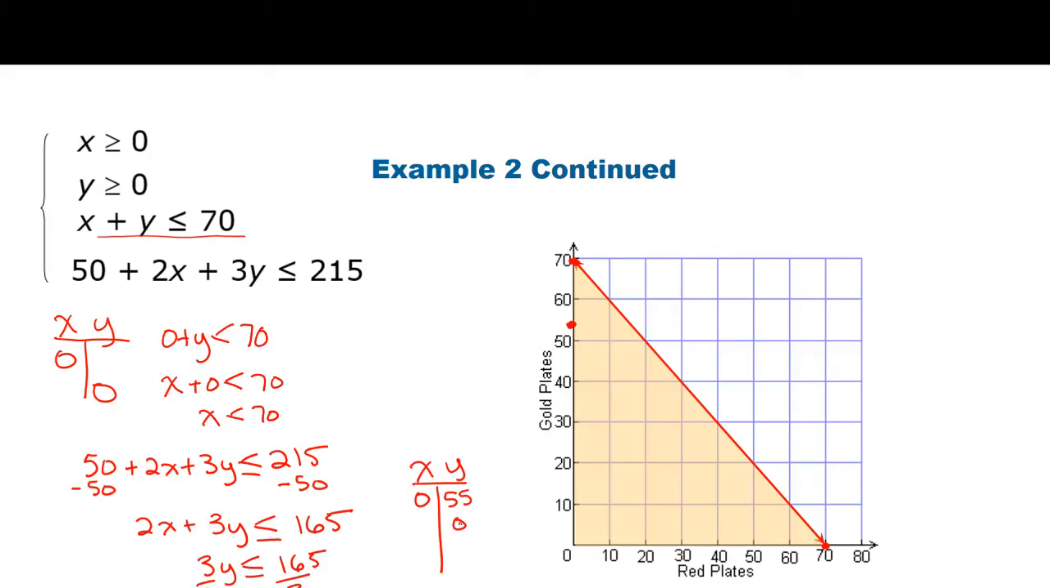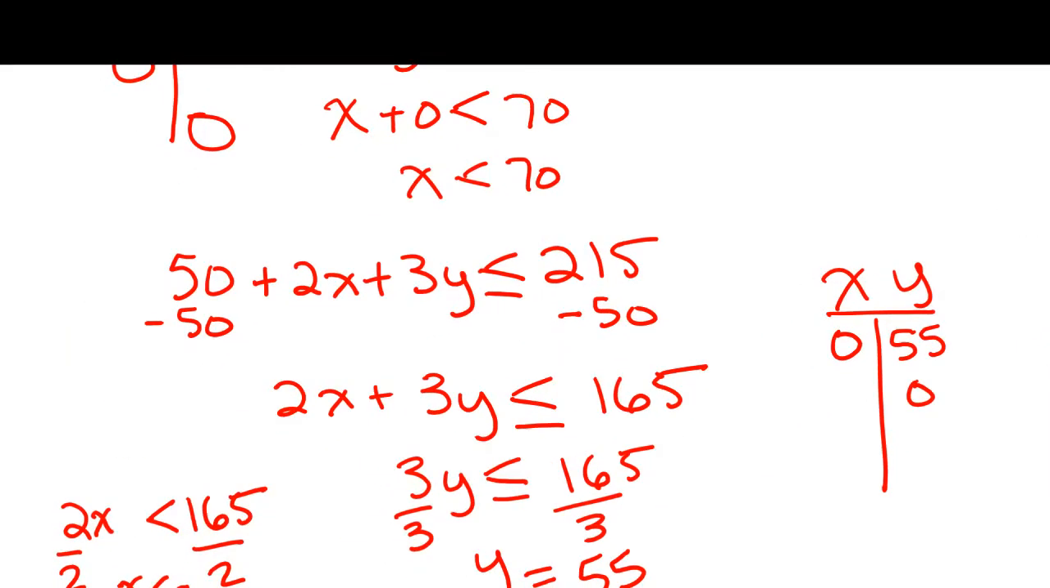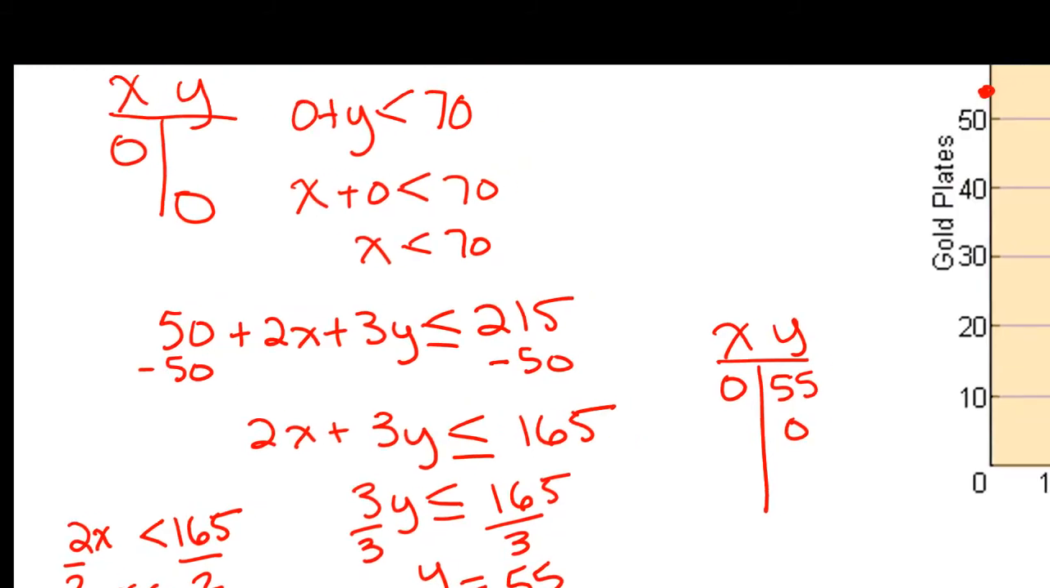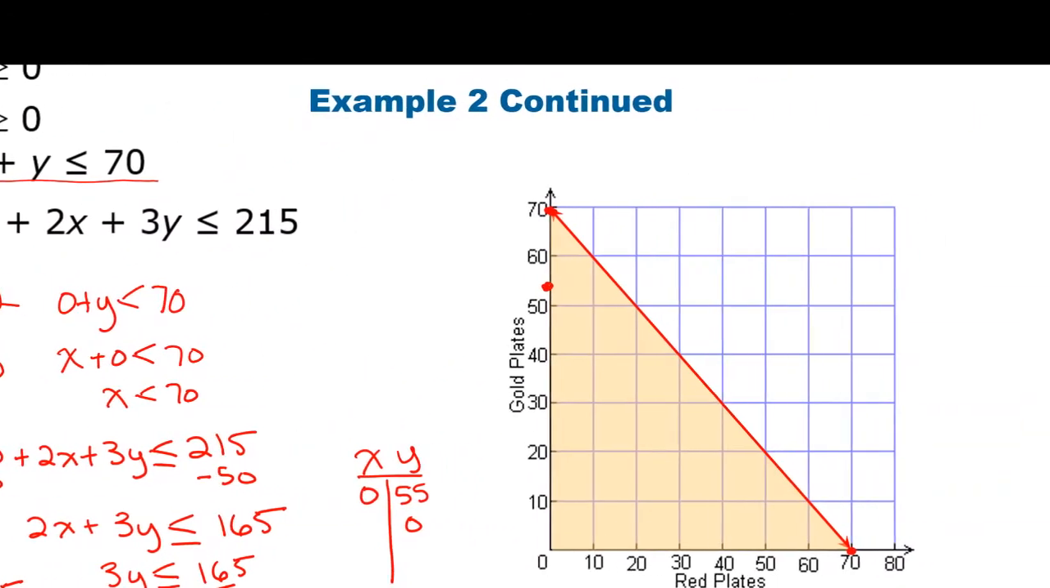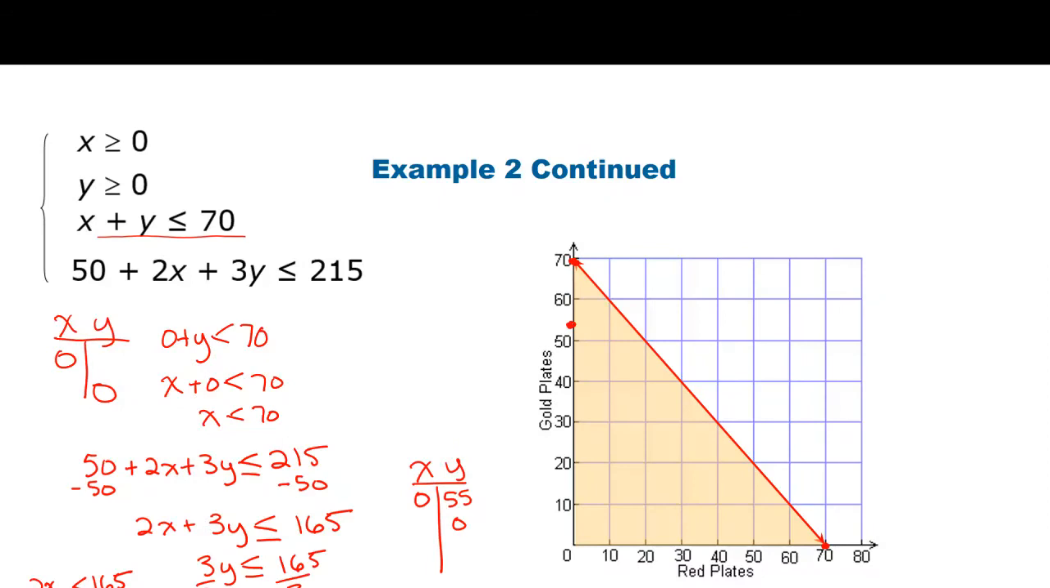Let's see what happens when y is 0. When y is 0, let's just use this part of the equation: 2x plus 3 times 0 has to be less than or equal to 165. So let's divide both sides by 2. So x is going to be less than or equal to 82.5. Let's see if I can bring that back down. 82.5.